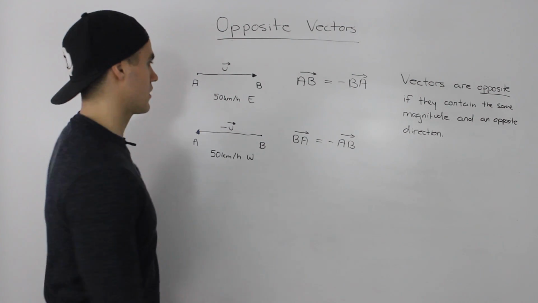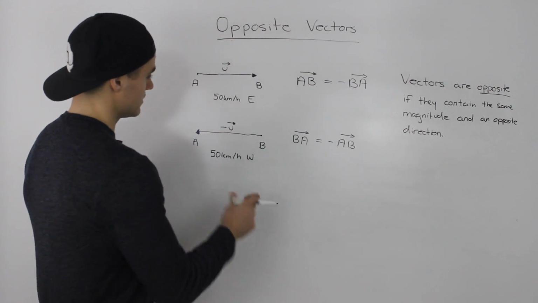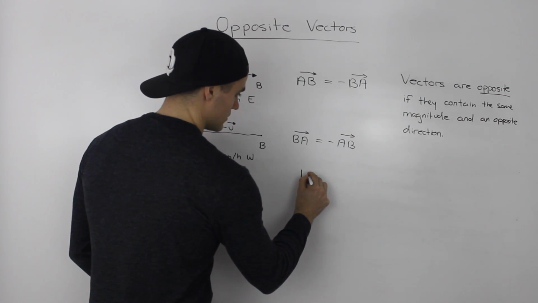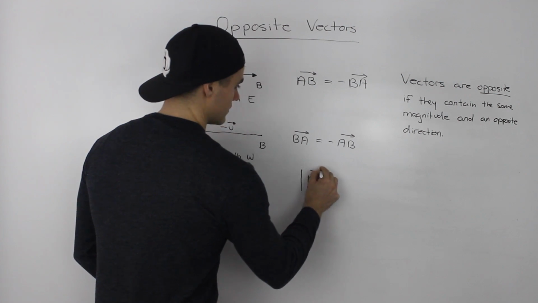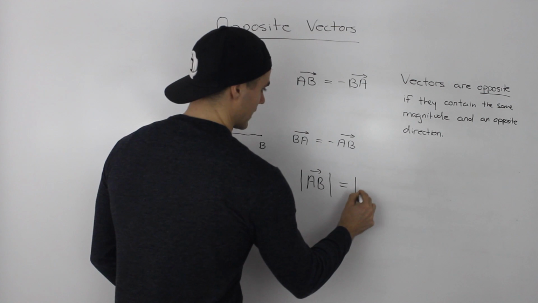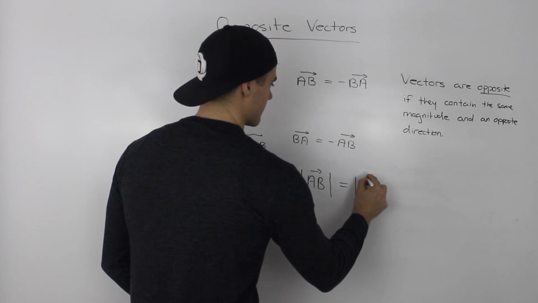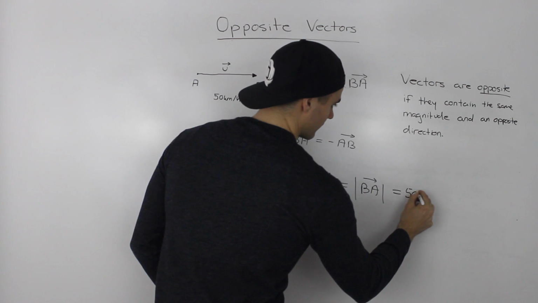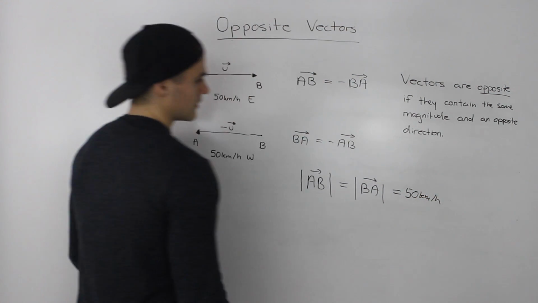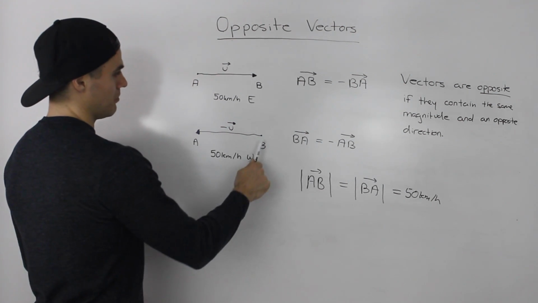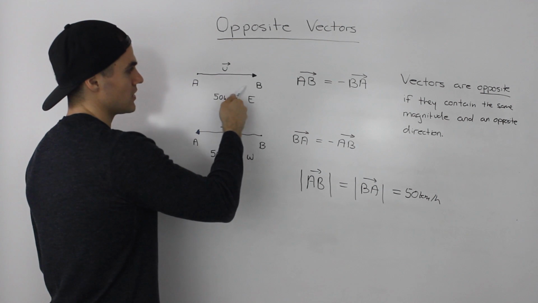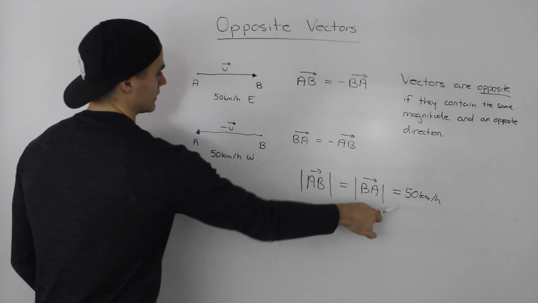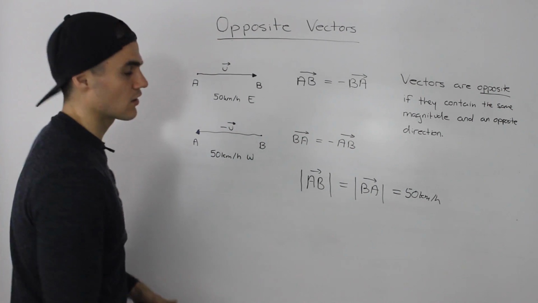So using this definition and going back to this example, notice how these two vectors, they contain the same magnitude, the same speed, so we can say that the magnitude of AB is the same as the magnitude of BA. And both of their magnitudes was this 50 kilometers per hour. So they contain the same magnitude, but they had an opposite direction. AB went towards a direction of east and BA went west. So same magnitude, opposite direction means that these two vectors here are opposites of each other.